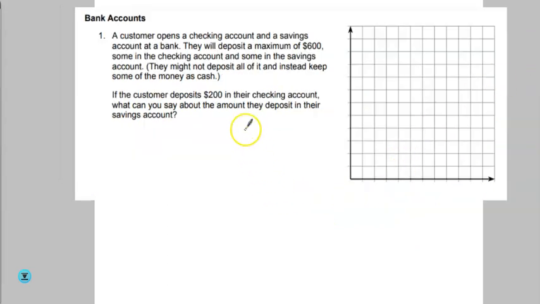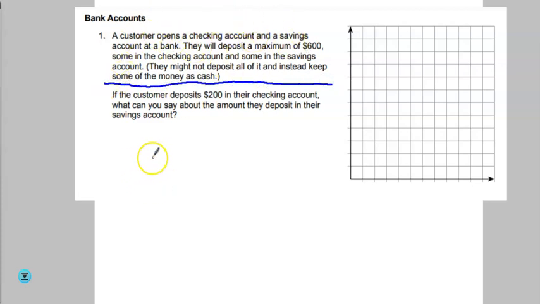All right, so hopefully you've tried these. A customer opens a checking and savings account at a bank. They will deposit a maximum of $600, some in the checking account and some in the savings account. They might not deposit all of it and instead keep some of the money as cash. So here's the situation first. Let's look at what's going on.